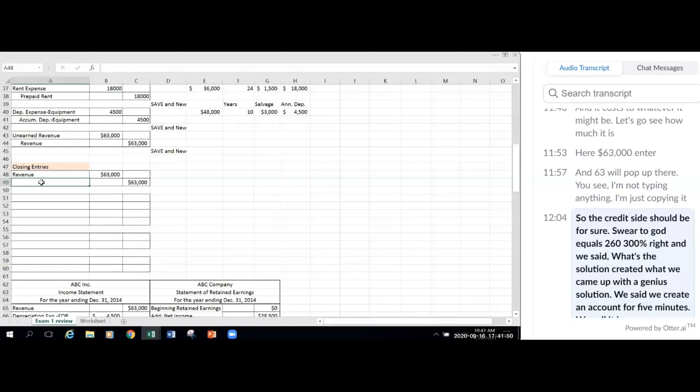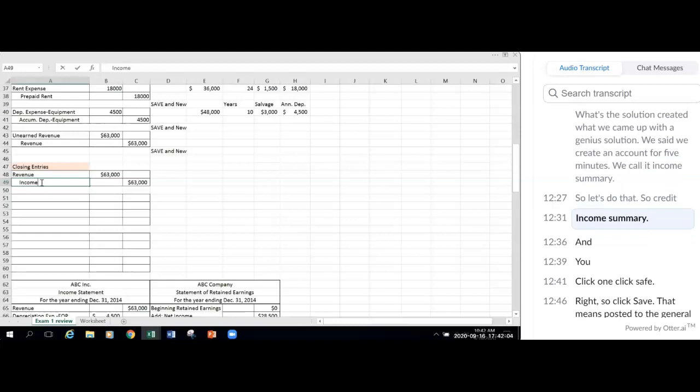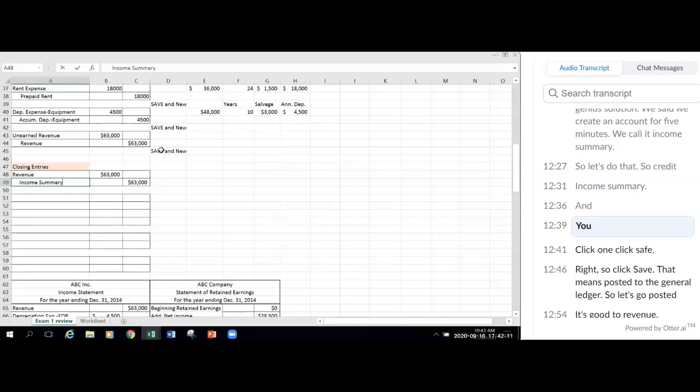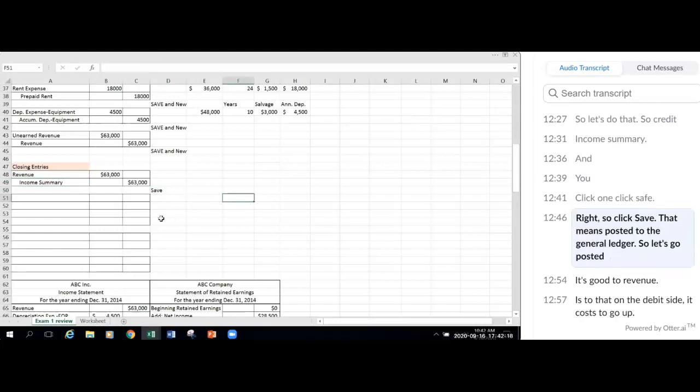And we said, what's the solution? Credit what? We came up with a genius solution. We said we create an account for 5 minutes. We call it income summary. So let's do that. So credit income summary. And you click what? Click save. Right? So click save, that means post it to the general ledger. So let's go post it.